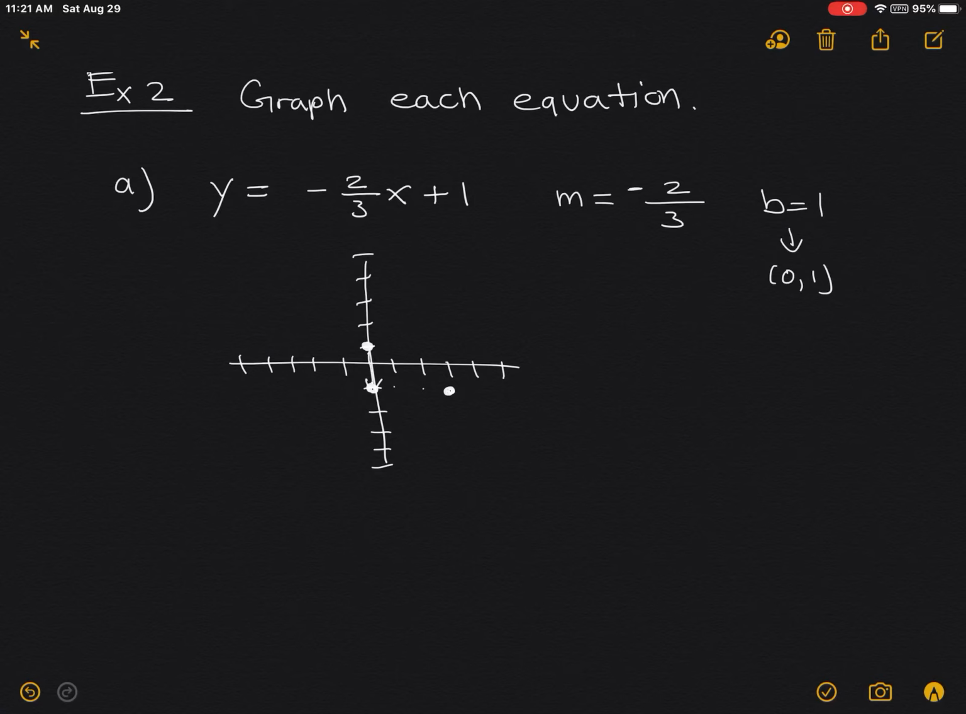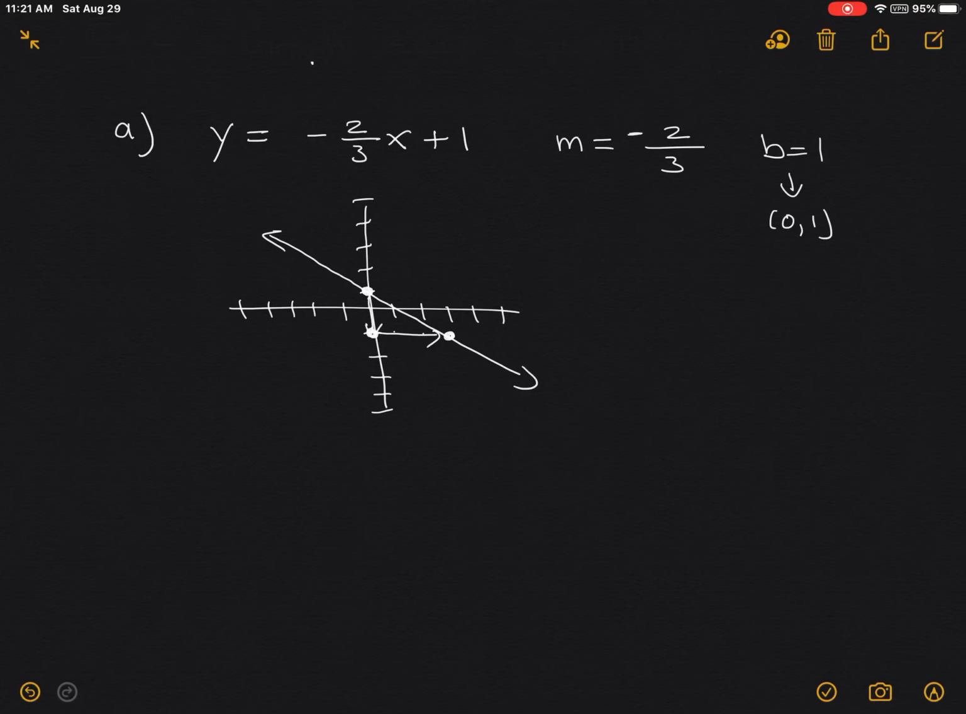So down 2, over to the right 3, and then you connect with a straight edge or, you know, a student ID. There's your line, y equals -2/3 x plus 1. So plot the y-intercept, do a rise over run. Okay, what if you have a problem like this?